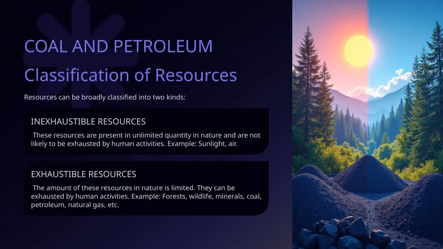Today, we will look at how resources are classified, specifically focusing on coal and petroleum. Resources can be broadly divided into two main types: inexhaustible and exhaustible. Inexhaustible resources are those that are available in unlimited quantities in nature. Because of this, they are not likely to be exhausted by human activities. Think of sunlight and air; they are always available to us no matter how much we use them.